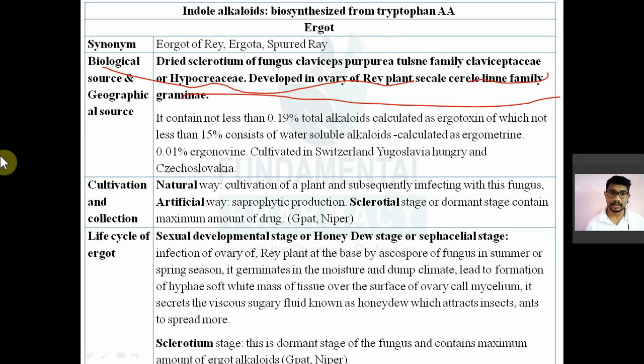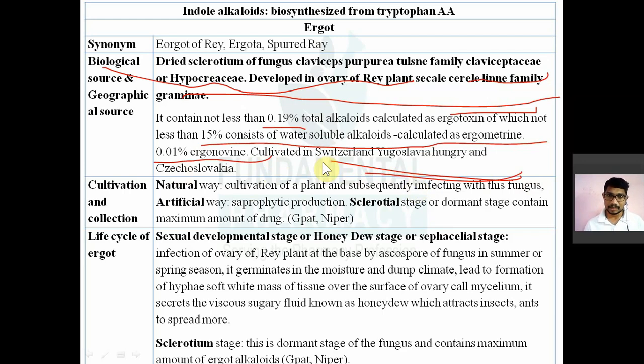Now it contains not less than 0.19% of alkaloid calculated as ergotoxine. It consists of not less than 0.19% of total alkaloids calculated as ergotoxine, out of which not less than 15% consists of water soluble alkaloid calculated as ergometrine, and 0.1% ergotamine. Okay, now this ergot is cultivated in Switzerland, Yugoslavia, Hungary and Czechoslovakia.